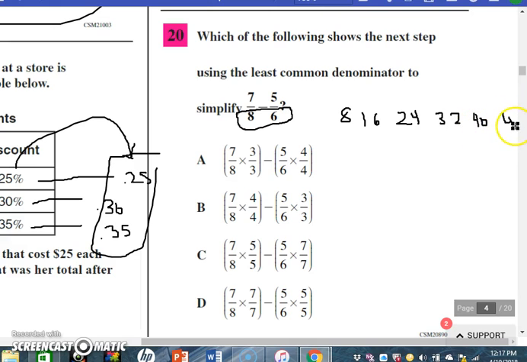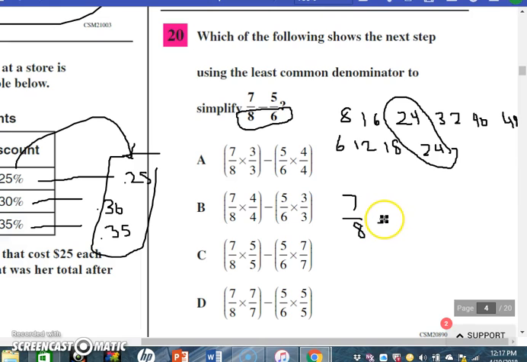Those are called multiples of 8. My 8 looks a little funky, I apologize. I'm now going to count by sixes, or skip count by sixes. 6, 12, 18, we're almost done, guys. And as you can see, 24 is the common denominator. What we're going to do is change 7/8 into 21 over 24. How did I get that?